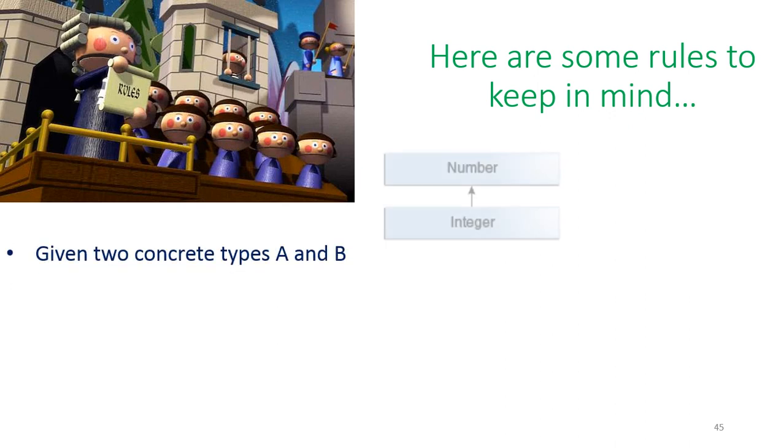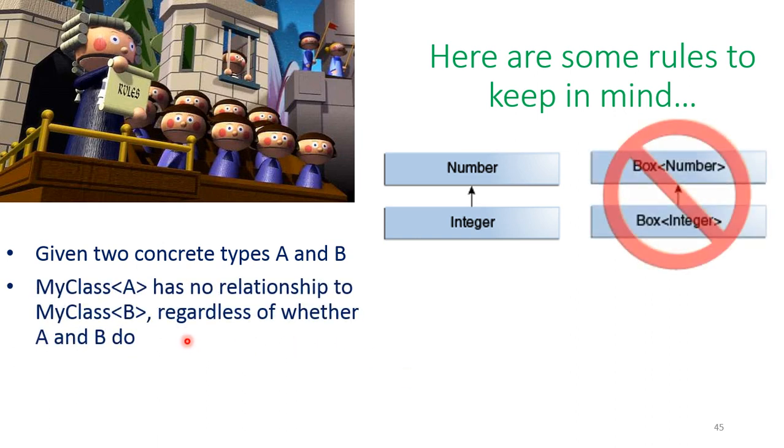Okay, so given two concrete types A and B, like for example number and integer, we know the relation between them. So these are the concrete types that we use as type parameters. We know the inheritance relation between them, and this is what we used to reason about polymorphism in the past. Okay, now the rule that you have to absolutely memorize is that when you have a generic type like my class of A, then my class of A has absolutely no relationship whatsoever to my class of B. So you cannot have this diagram here on the right that would show, for example, that a box of integer is a subclass or is a type of box of number. That is simply not happening.